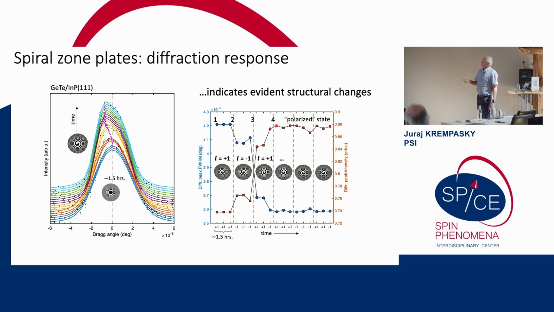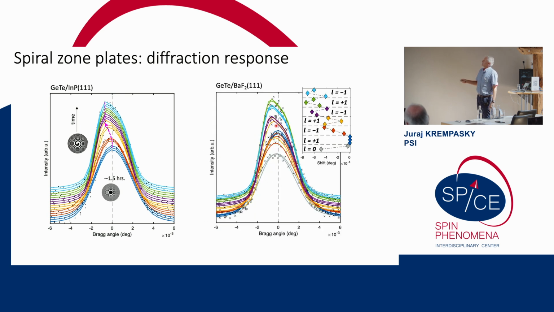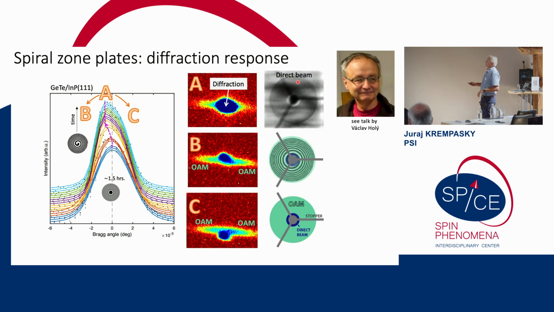A similar experiment can be done also on another sample, and you see here that even this peak has systematic shifts back and forth, depending on the OAM light. So there is something happening. Absolutely no doubt, we are very likely polarizing the sample.